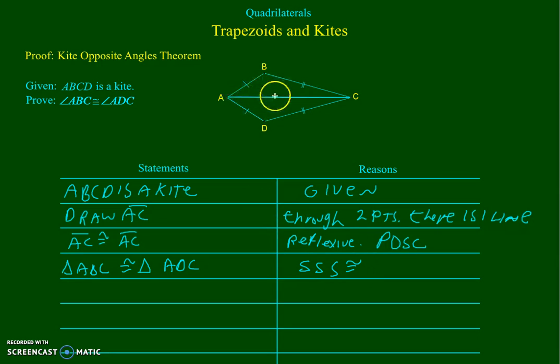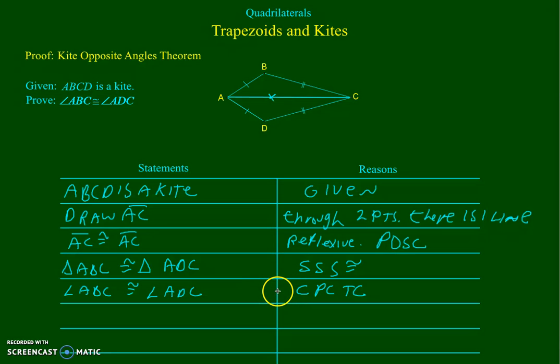So here we have this side is congruent to itself. So we have side, side, side. Now, our last statement is the statement we needed to prove. Angle ABC is congruent to angle ADC, CPCTC. Corresponding parts of congruent triangles are congruent.